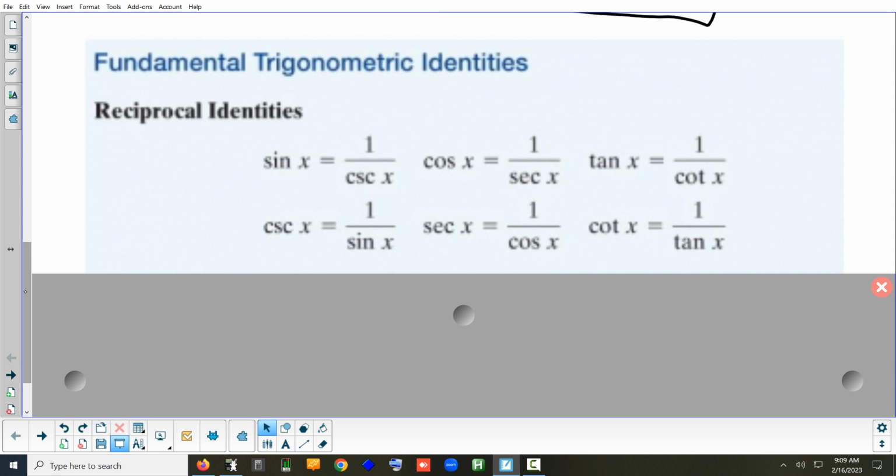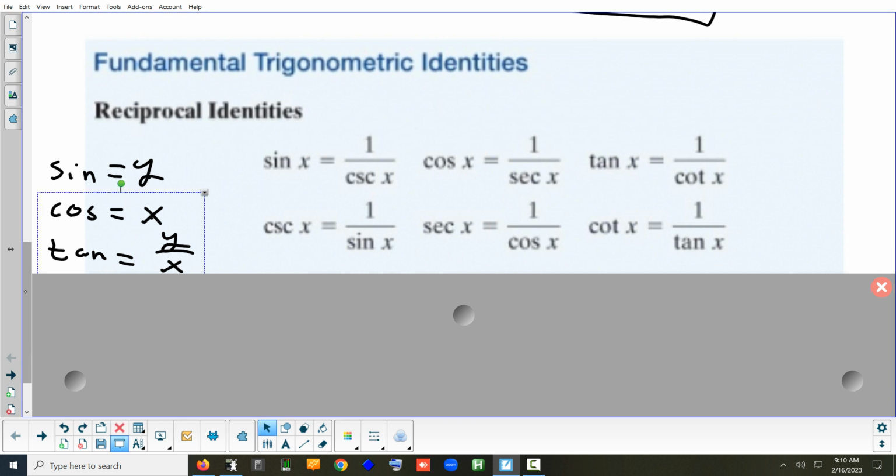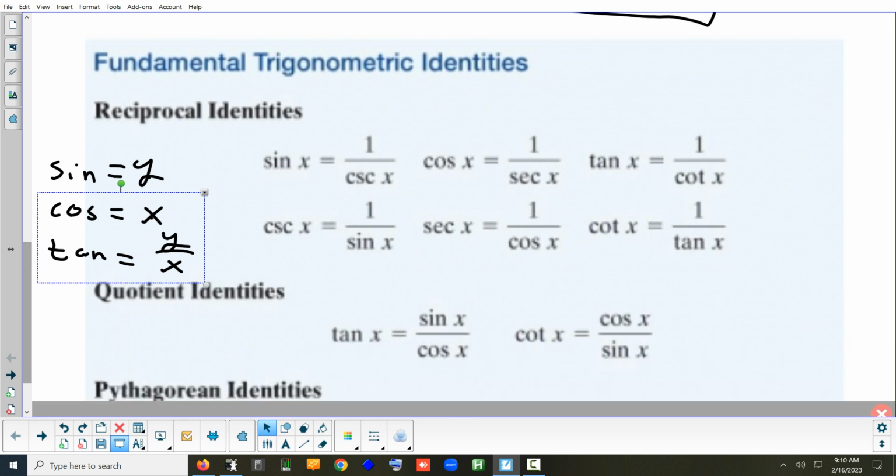Does anybody remember another way that you can write tangent besides 1 over cotangent? There's a way you can write tangent in terms of sines and cosines. Well, think about the unit circle. When we did unit circle, it's a little different, but it'll probably help you get the idea. When we did unit circle, sine was equal to what letter on the coordinate? Y. Sine was y. What was the cosine? X. And what was the tangent? Y over x. So that means tangent is really the what over the what? Sine over cosine. It's the sine over the cosine.